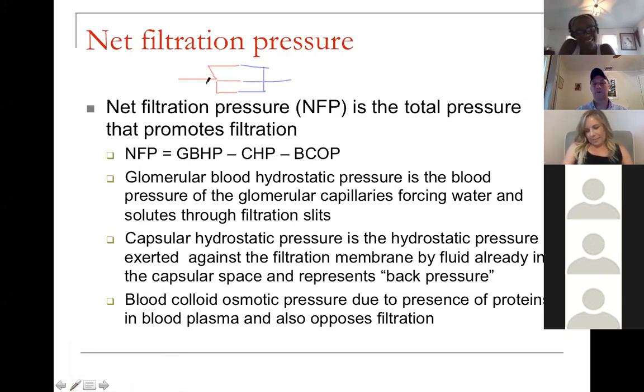So remember, blood comes in here at roughly 36 millimeters of pressure, okay? And that the blood hydrostatic pressure is what's pushing out into the space. But because fluid's traveling with it, it means now we've concentrated everything inside this vessel, and that causes the blood colloid osmotic pressure to pull things back into the capillary beds.